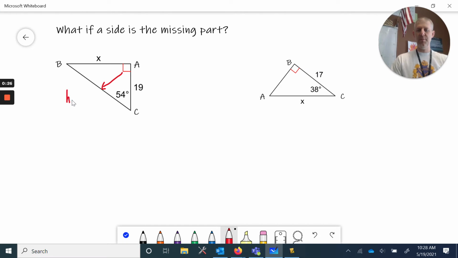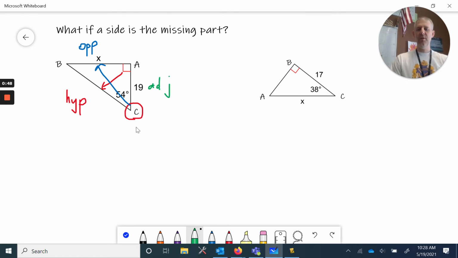So we always start by labeling. My hypotenuse is always across from the 90. For my reference angle, I'm going to choose one where I know the degree measure. So I know this is 54 degrees, so I'm going to choose C as my reference angle, which is going to make the side marked with the X my opposite. And then the 19 is my adjacent.